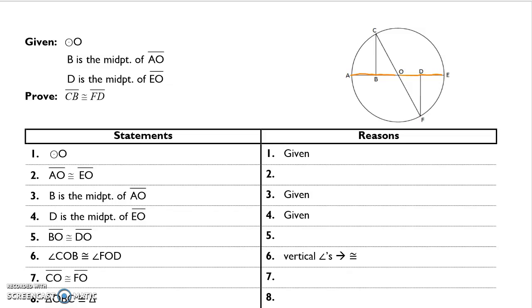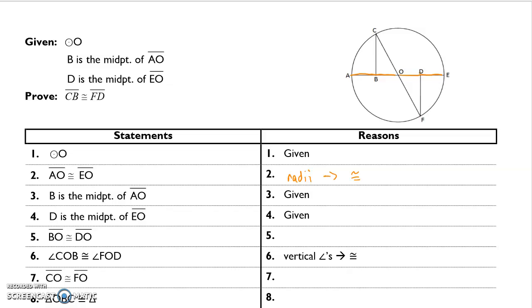And my reason is radii imply congruent. I know they are radii of the circle that was already given. Then I have my two given midpoint statements: B is a midpoint, D is a midpoint.